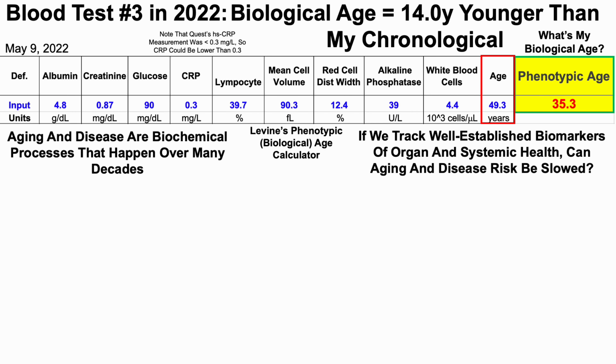So CRP could be somewhere less than 0.3, anywhere in the 0 to 0.3 range. But it can't be higher than 0.3, which is what I entered for this test. Now, note that if you're interested in seeing screenshots of the actual lab report rather than me entering the numbers, all of the blood test data will be included at the end of the video.